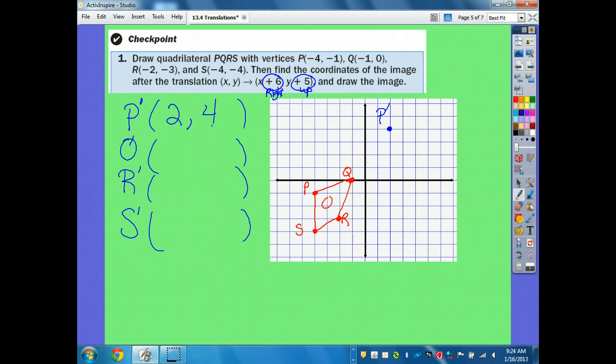Q. To the right 6, 1, 2, 3, 4, 5, 6. And up 5, 1, 2, 3, 4, 5. There's my new Q. What is its coordinates? 5 and what? 4. That one's 5 and 5.